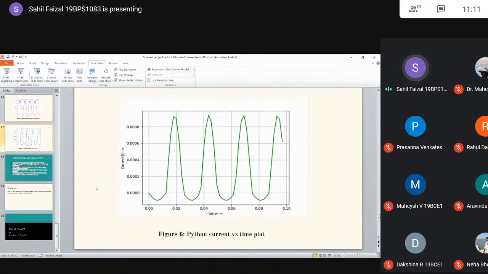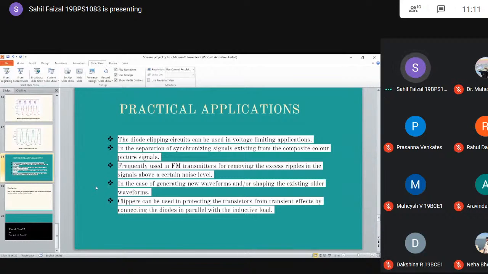Now coming to the practical applications. Diode clipping circuits are usually used in voltage limiting applications and in separating synchronizing signals from composite color picture signals, and they were also used in past times.